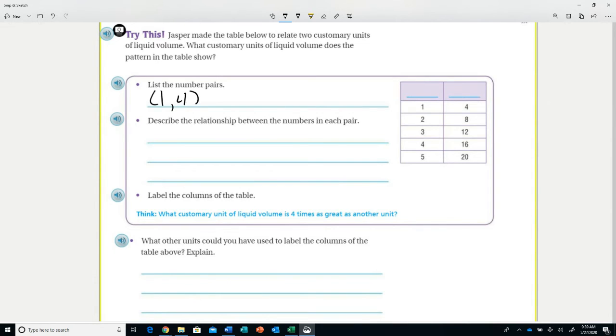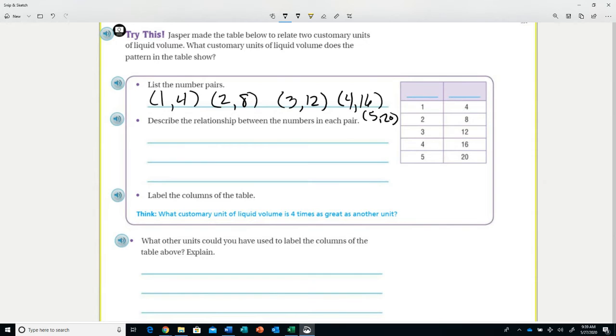1 and 4, 2 and 8, 3 and 12, 4 and 16, and I'm running out of space, 5 and 20. Describe the relationship between the numbers in each pair.